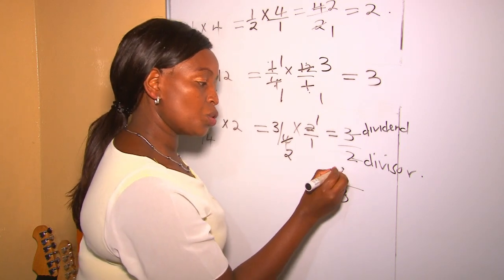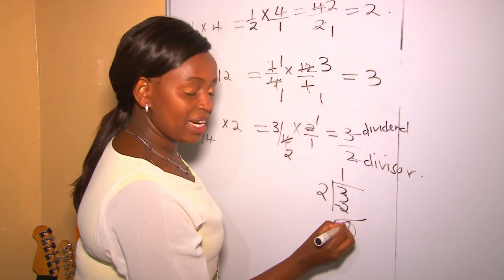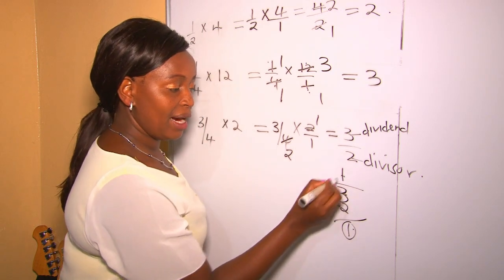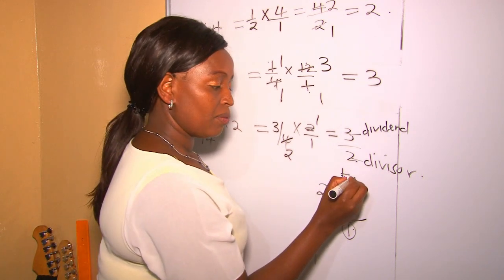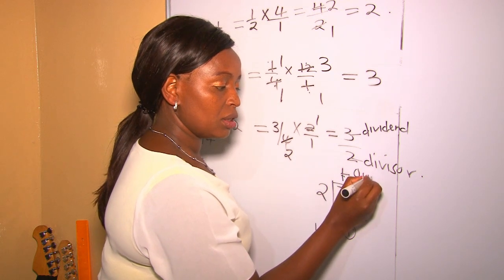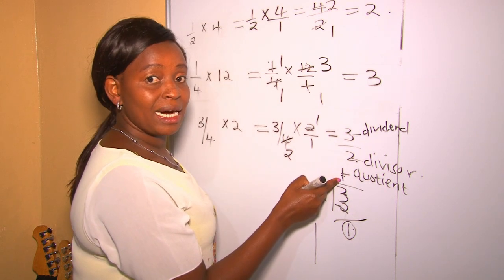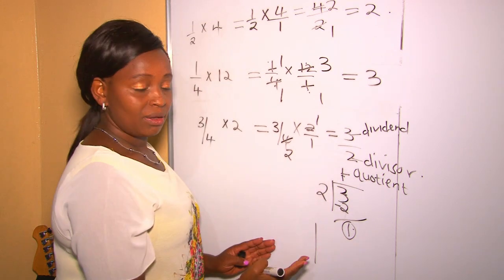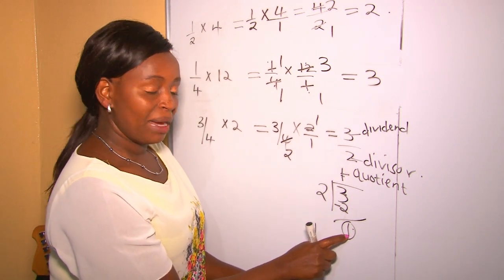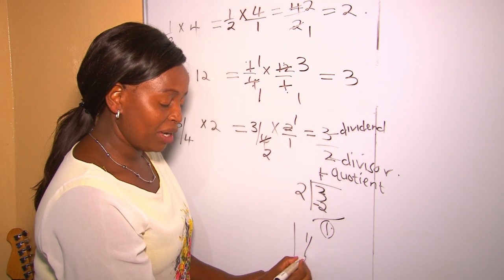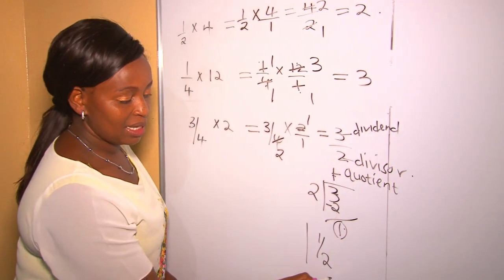3 divided by 2, it goes 1 because of 2. 3 take away 2, it's 1. So this 1 is whatever remains. Here, our whole number is whatever is on top here. So this is our quotient. And our quotient now becomes the whole number. So our whole number is the quotient, which is 1. And our remainder is 1, which becomes part of the fraction, 1 over 2. And this is our answer.